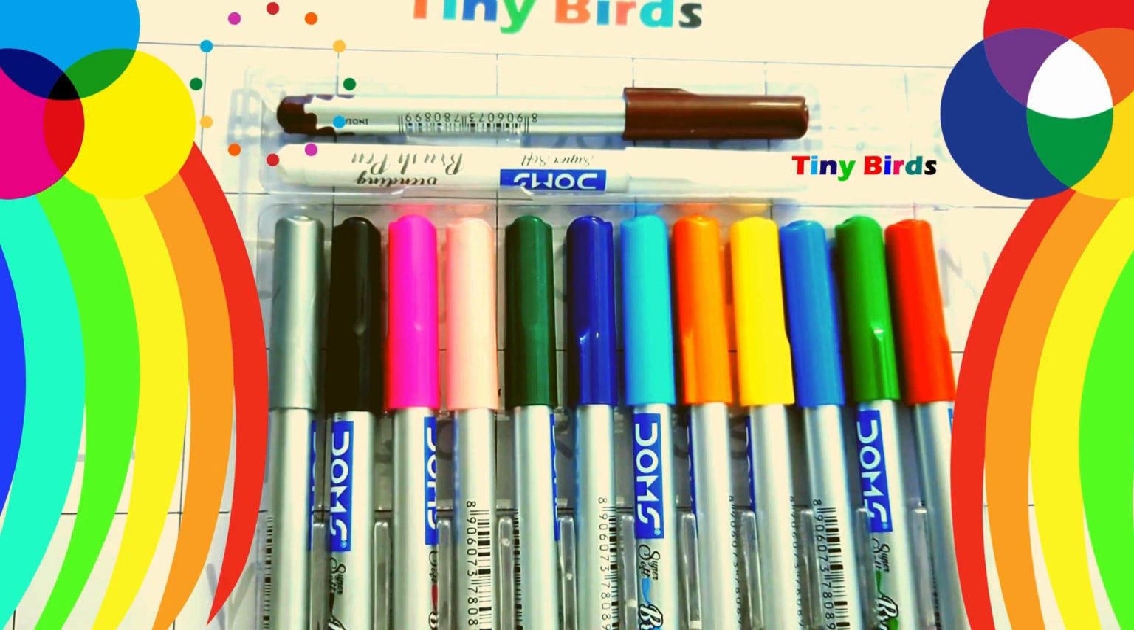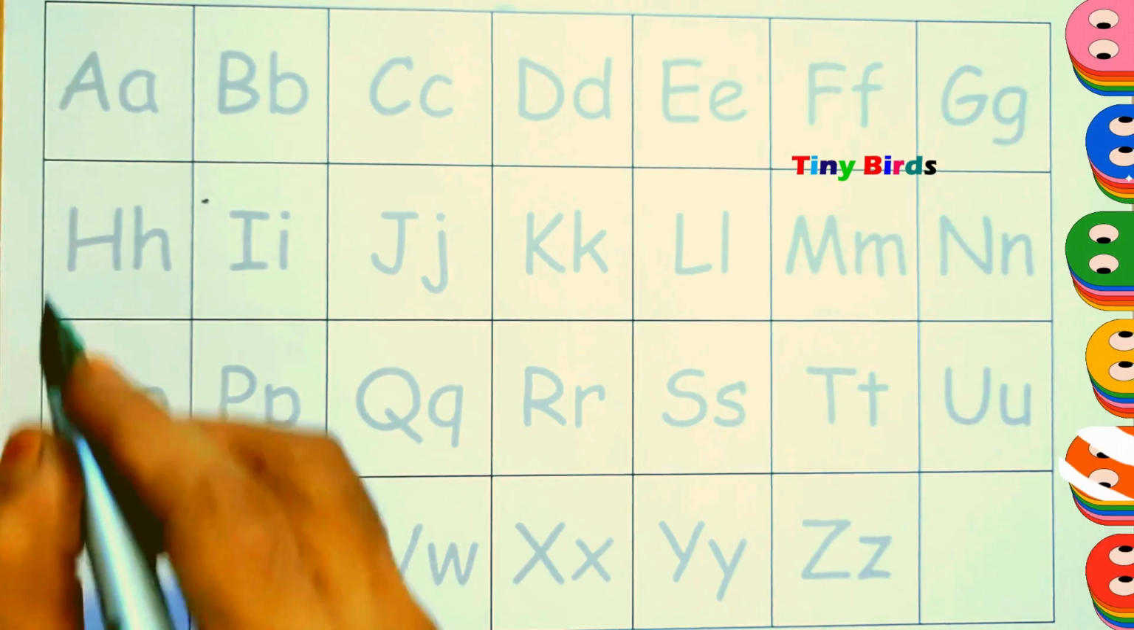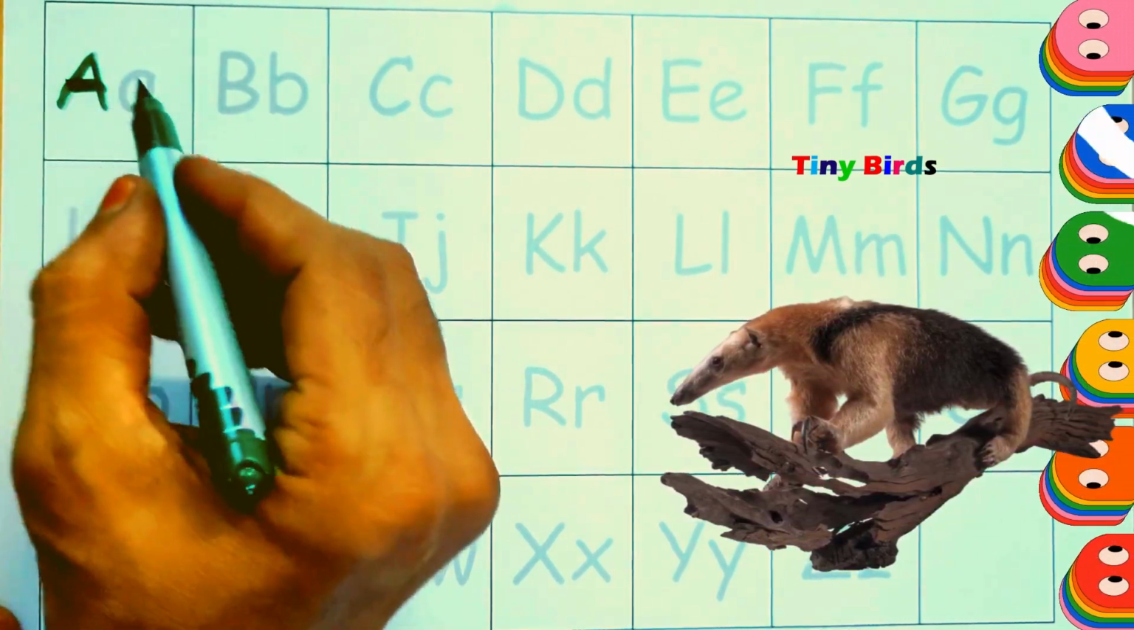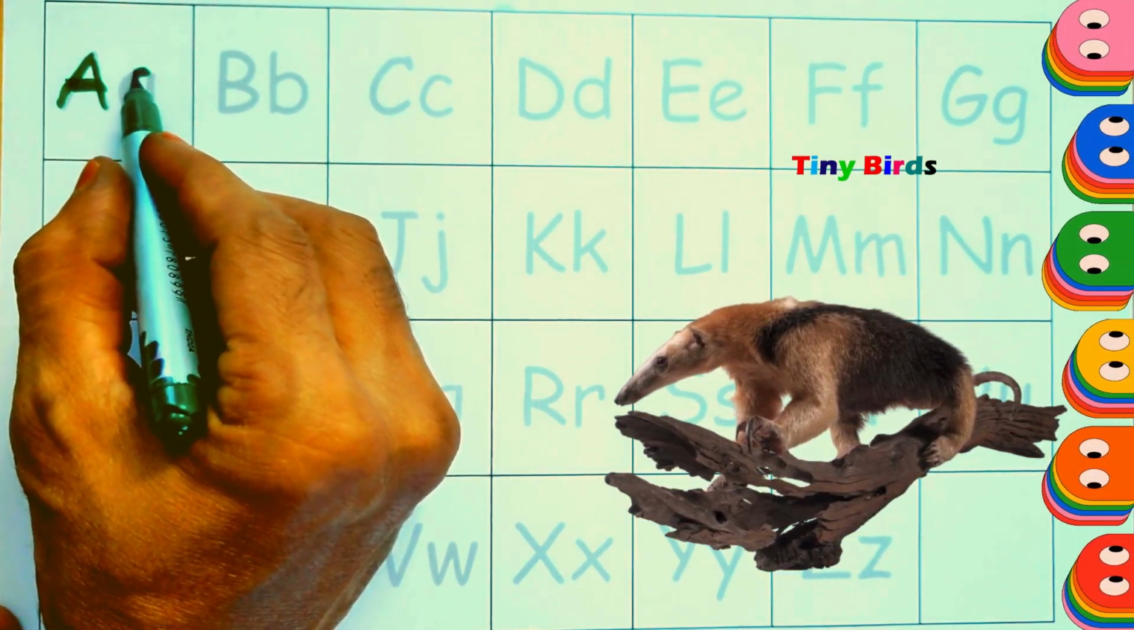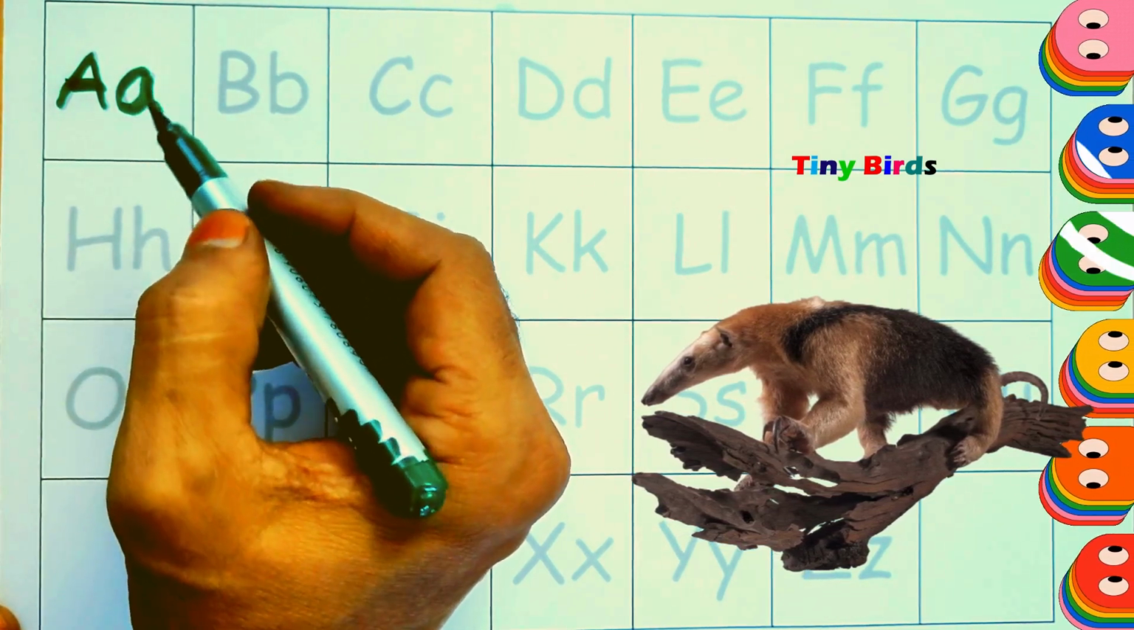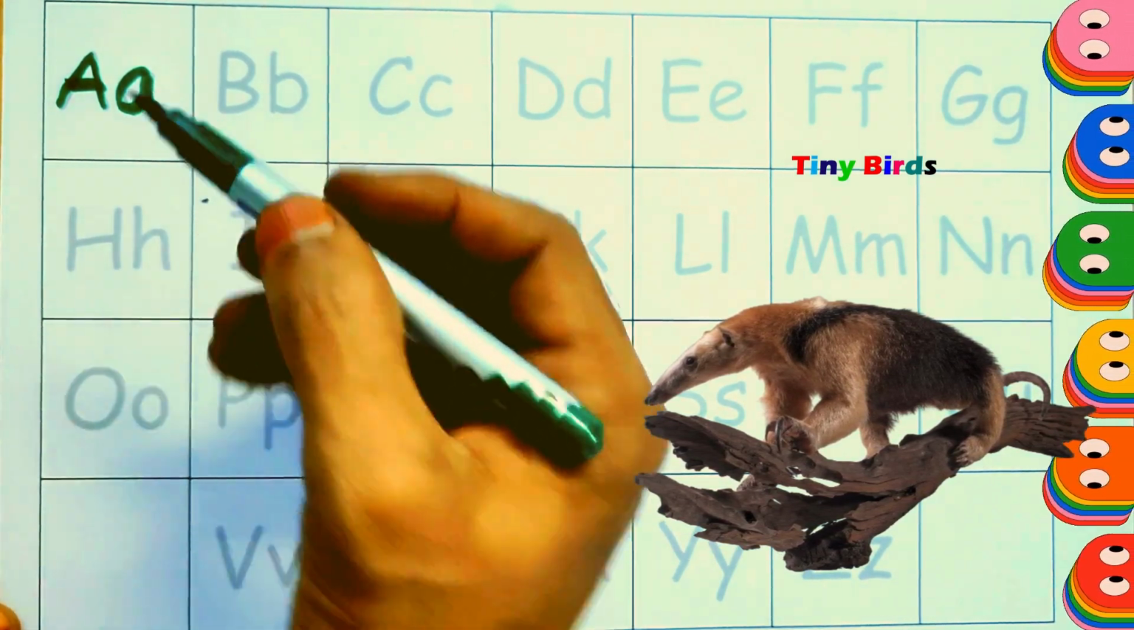Let's trace the letters. A. A for anteater. A for anteater.